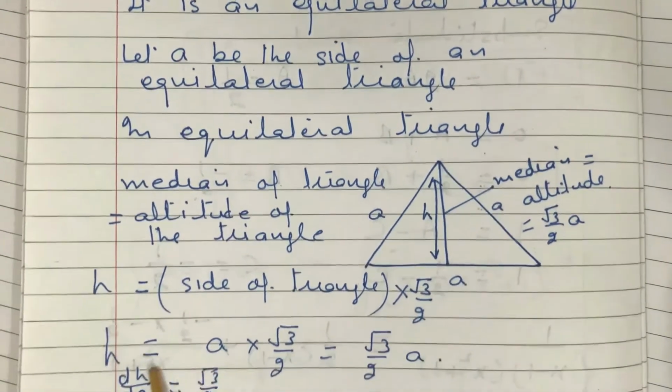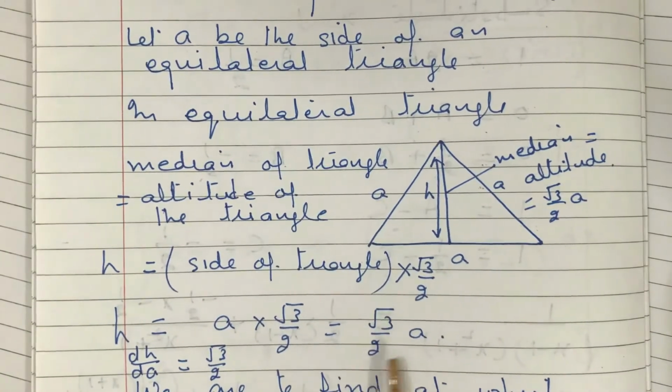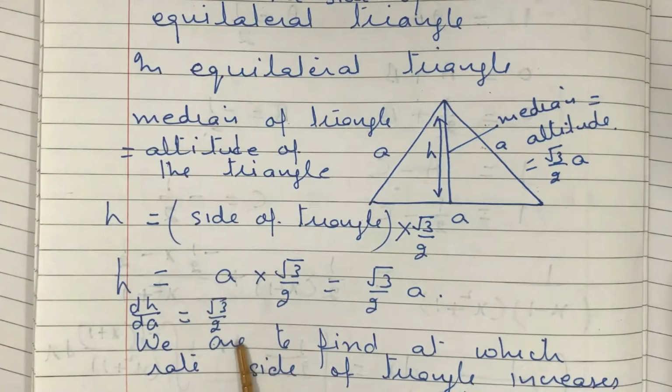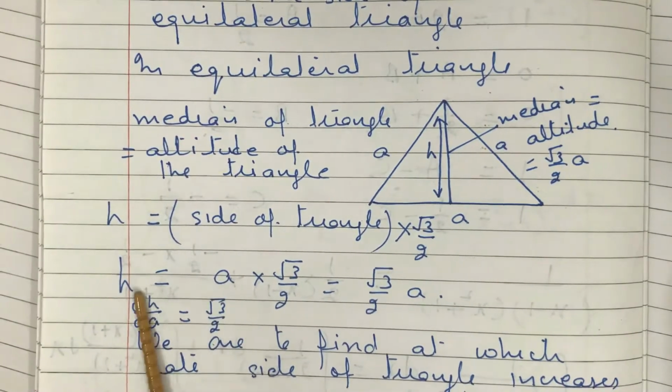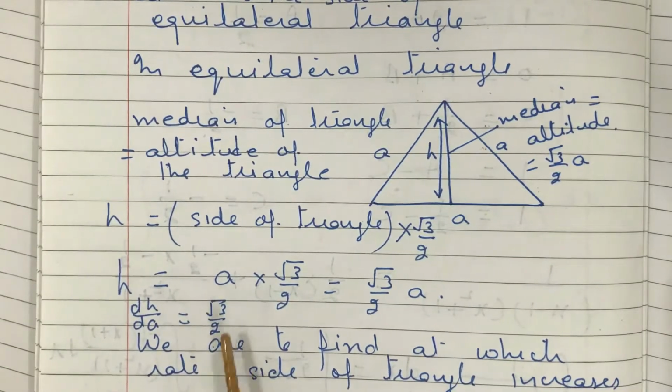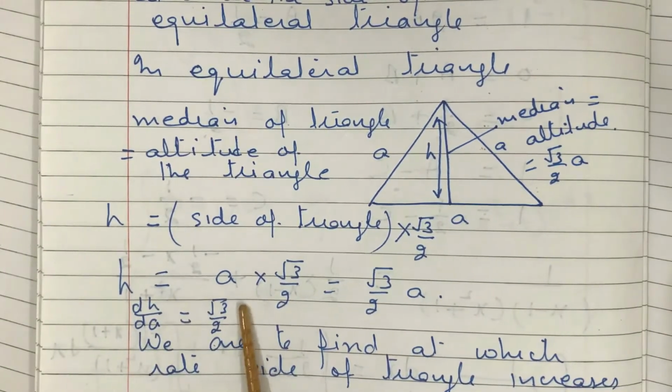So h is equal to root 3 by 2A. So dh by dA is equal to root 3 by 2. Now look at this carefully, dh by dA is equal to root 3 by 2. I am going to use this on the next page.